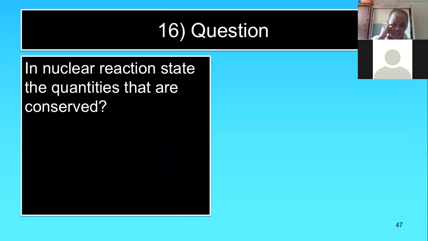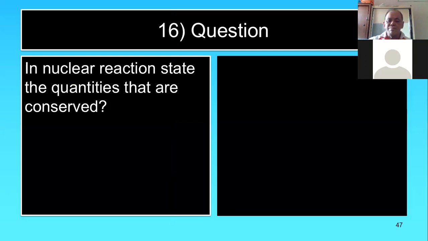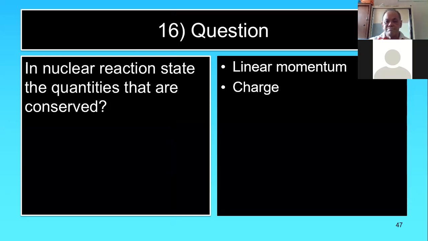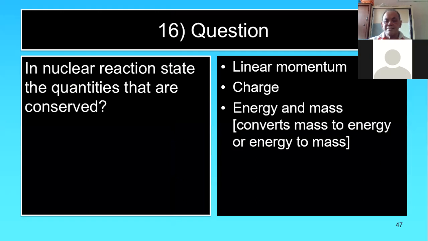Question: in nuclear reactions, what are the quantities that are conserved? Linear momentum, charge is conserved, energy and mass. It means mass can convert to energy, and energy can convert to mass. Total mass and energy must be the same. Mass number, the number of nucleons initially and finally, must be the same. It cannot disappear.